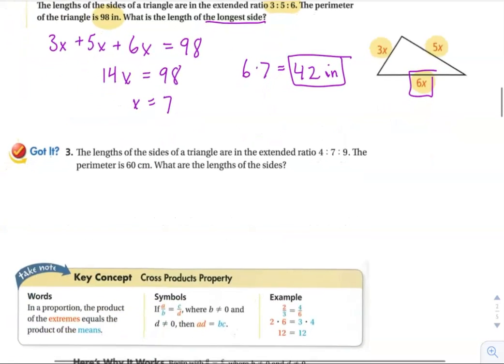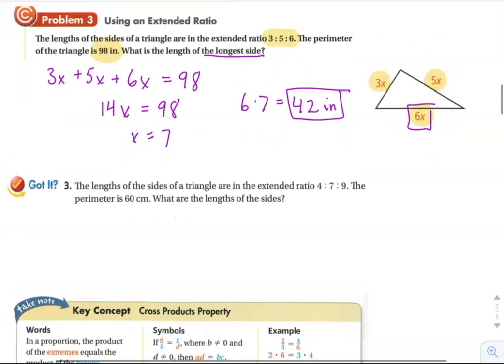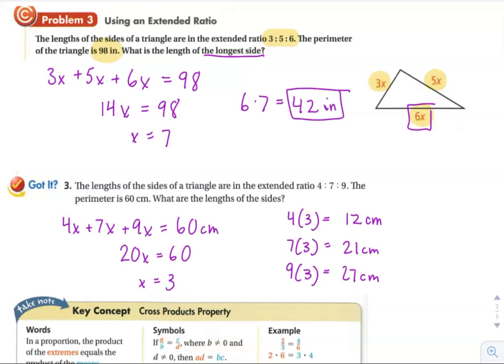All right, number 3, you guys pause the video. Try it, same idea, only working with 3 quantities instead of 2. Here's the setup of your equation. Solve for x, and then don't forget to plug in to solve for each side now. So 4 times 3, 7 times 3, 9 times 3, you get 12, 21, and 27. You can always add those up to check your work, and they do add to 60 centimeters.